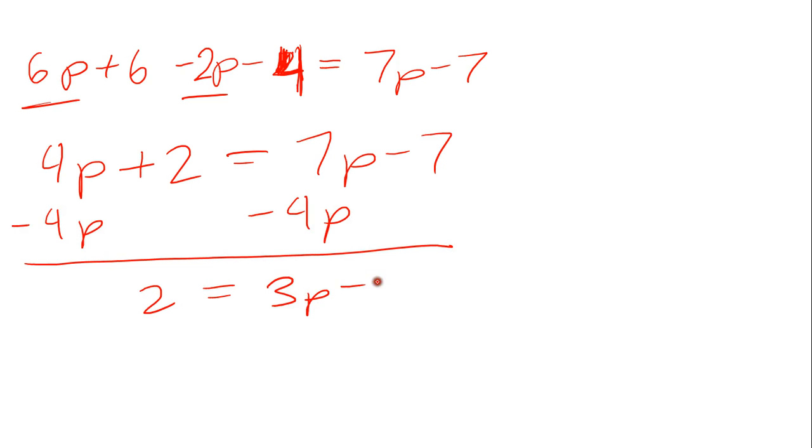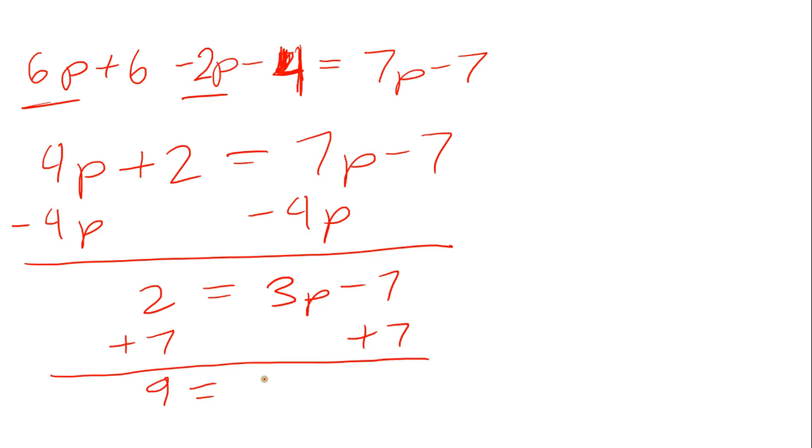3p minus 7. And I'm adding in all the steps because I am really tired right now and I don't want to make any mistakes. Equals 3p, which means that p equals 3, or vice versa. So anyway, p equals 3. So, is that valid?